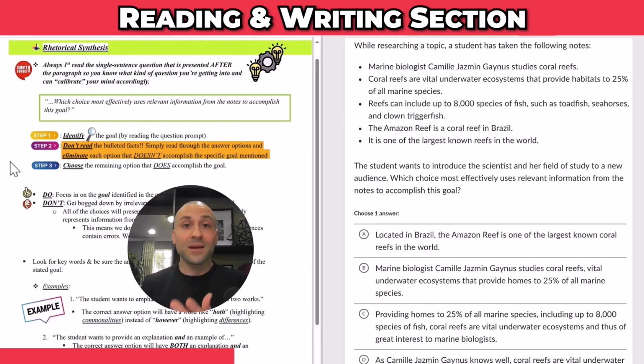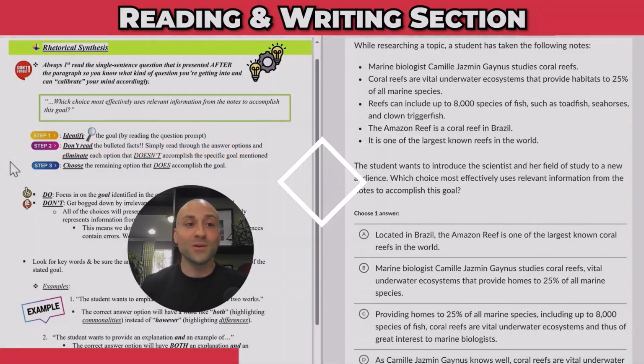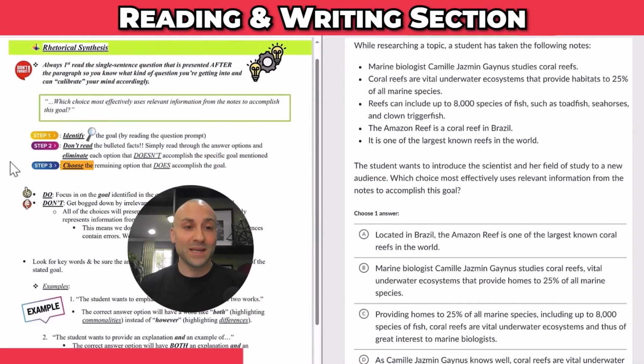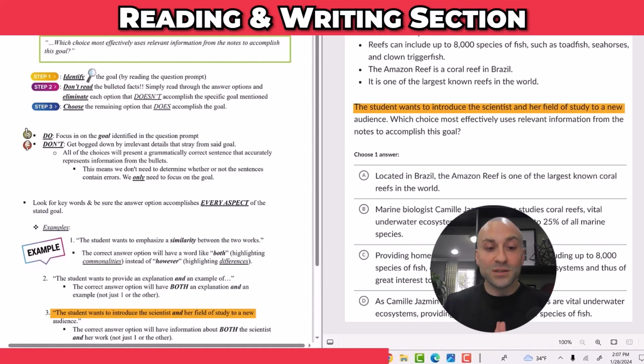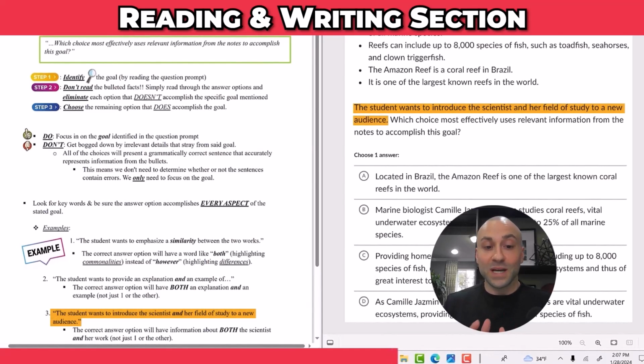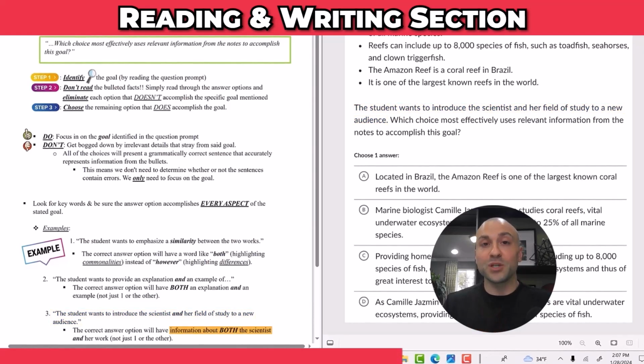Then once you've eliminated all the ones that don't accomplish that goal, step 3 says, choose the remaining option that does accomplish the goal. We also want to look for some keywords and be sure the answer option accomplishes every aspect of the stated goal. An example, the student wants to introduce the scientist and her field of study to a new audience. So we're going to have to make sure that it has both information about the scientist and her work, not just one or the other.